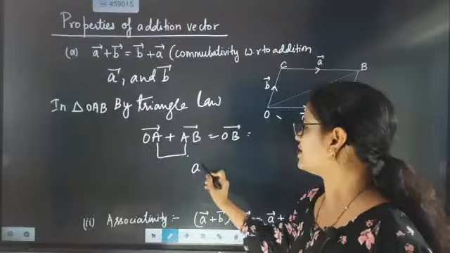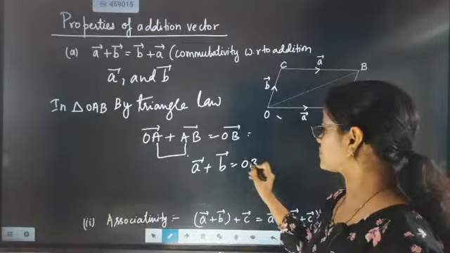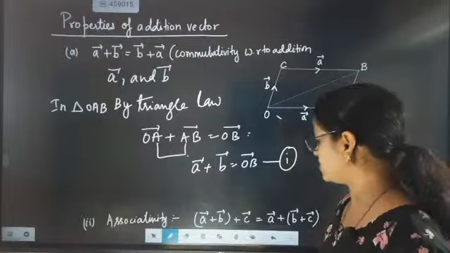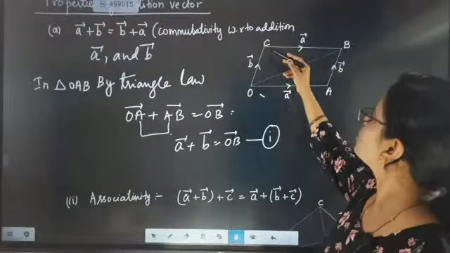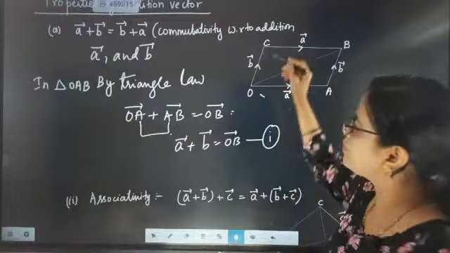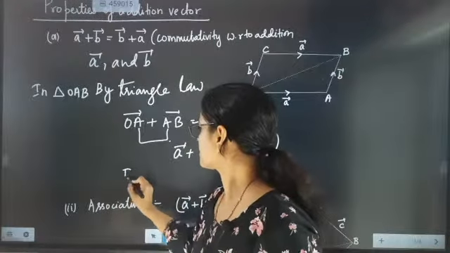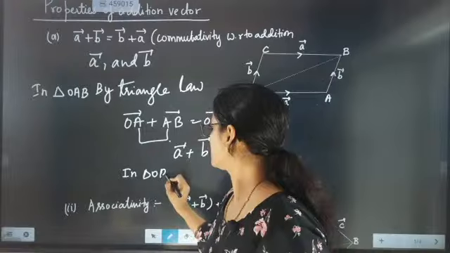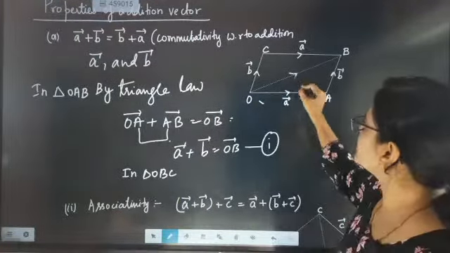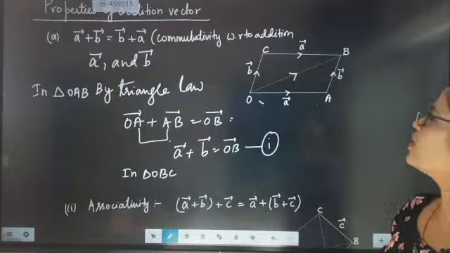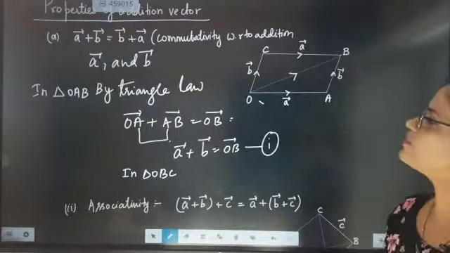So OA is coming as A vector, AB is coming as B vector. So OB vector, we will take it as equation 1. Now we are going to take this triangle OBC. So in triangle OBC, since the resultant arrow is coming in this one, I am going to follow the arrow. So if I am going to follow the arrow, how am I going to go?